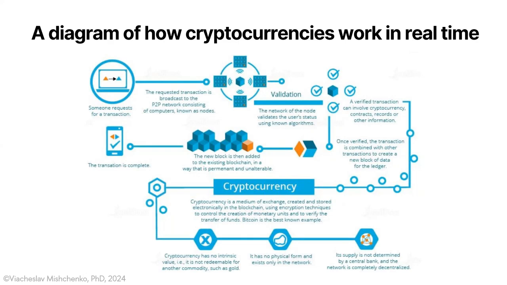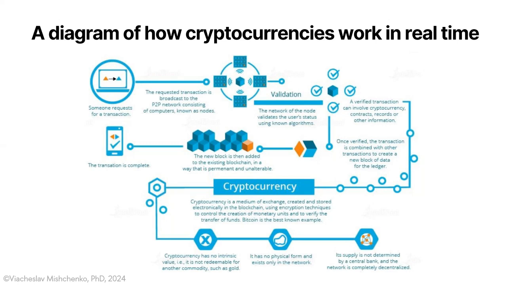Starting at the top left, you can see that everything begins with a transaction request. And in my experience implementing blockchain systems, this is where we come to the mostly magic things. So the request gets broadcast to what we call a P2P network. Think of it as a vast web of computers all working together to validate transactions.